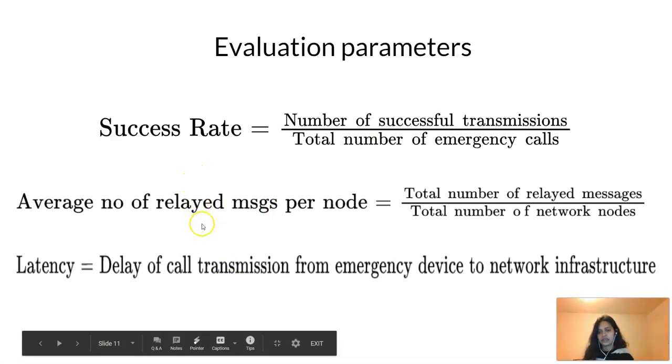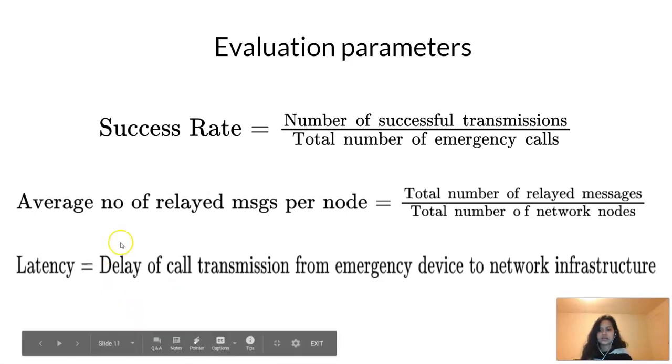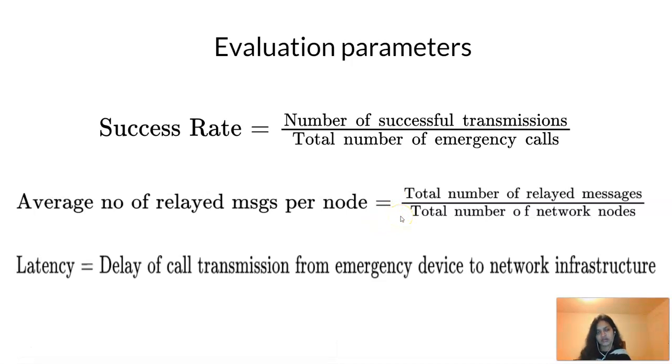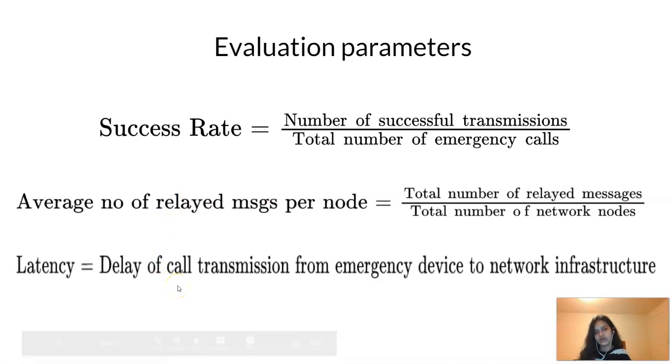Next, I will explain the evaluation parameters I used. First, the success rate. It is equal to the number of successful transmissions divided by the total number of emergency calls. Next, the average number of relayed messages per node is the total number of relayed messages in the network divided by the total number of network nodes. Thirdly, the latency. The latency is the delay of the call transmission from the emergency device to the network infrastructure.